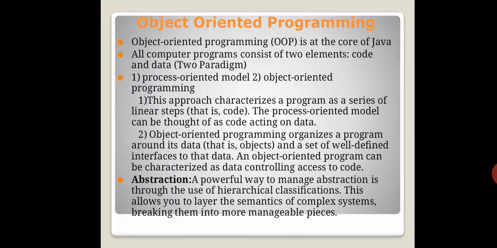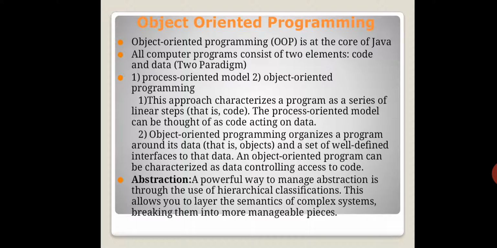Now the next thing is abstraction. What is abstraction? It is one of the features listed in object oriented programming. Can you recall your previous semesters' concepts? A powerful way to manage abstraction is through the use of hierarchical classification. Abstraction is important where the system is complex, or if you have the hardest part of a calculation or of finding the solution to a problem. Then that complex system or problem can be categorized into smaller pieces.